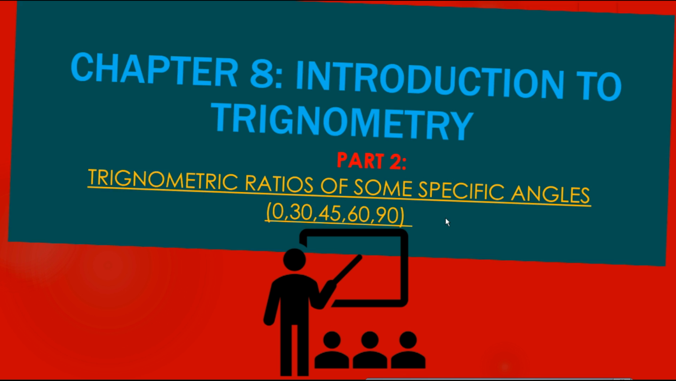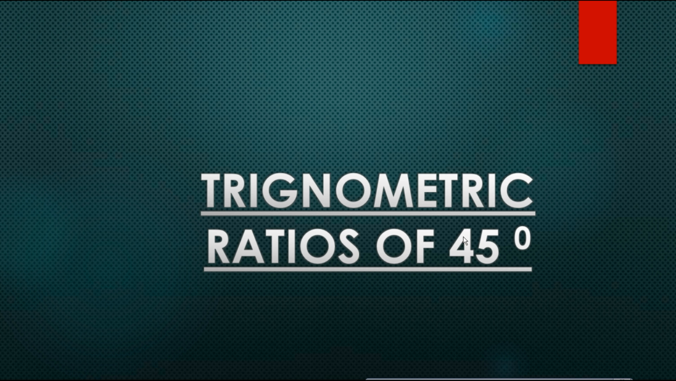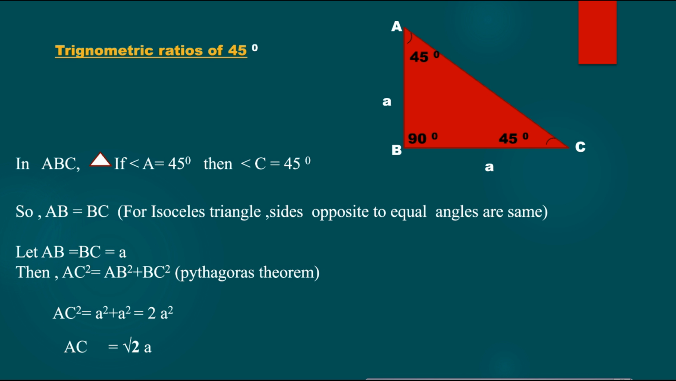In this video, I am explaining the second section of chapter 8, Introduction to Trigonometry, that is trigonometric ratios of some specific angles. Trigonometric ratios of 0 degree, 30 degree, 45 degree, 60 degree and 90 degree. First one, trigonometric ratios of 45 degree.